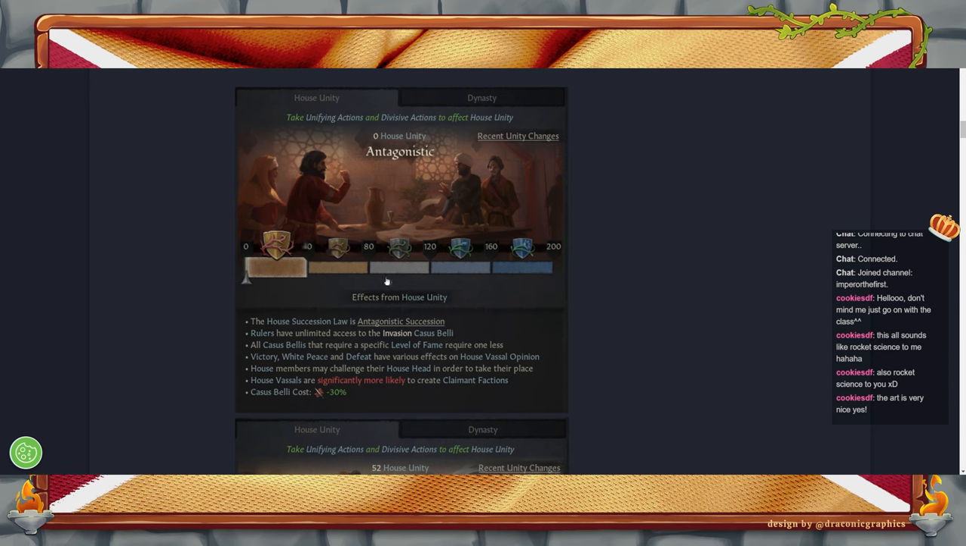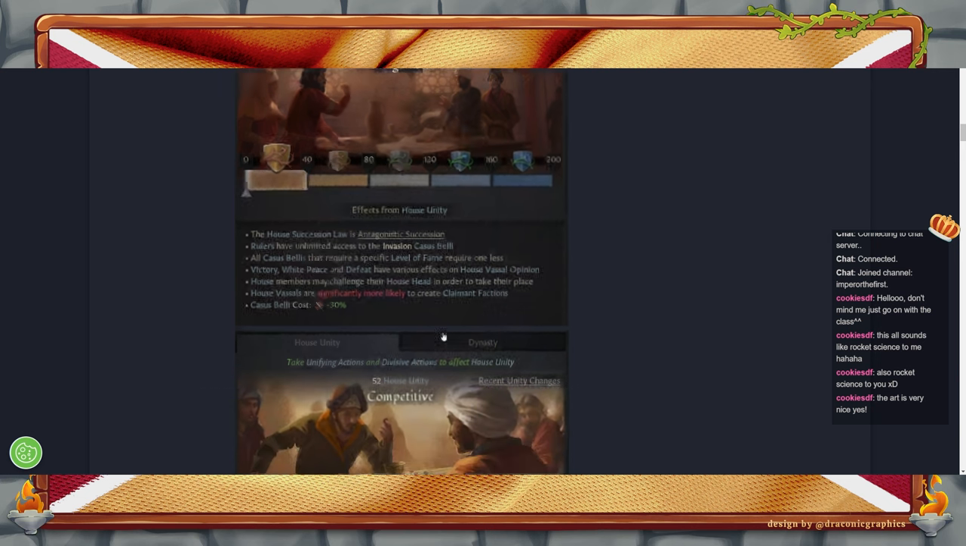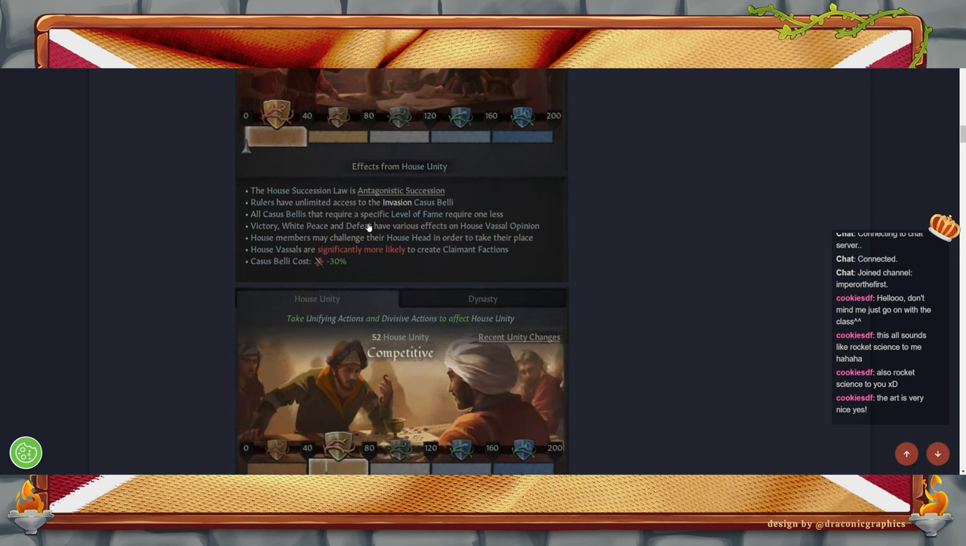So I'm not going to look at all the stages. Instead, we'll look at the least and the most, and just skim over the other ones. So interesting. Let's see. Casus Belli requires a specific level of fame. Require one less. Okay. So it's just easier to wage war, just as they described.